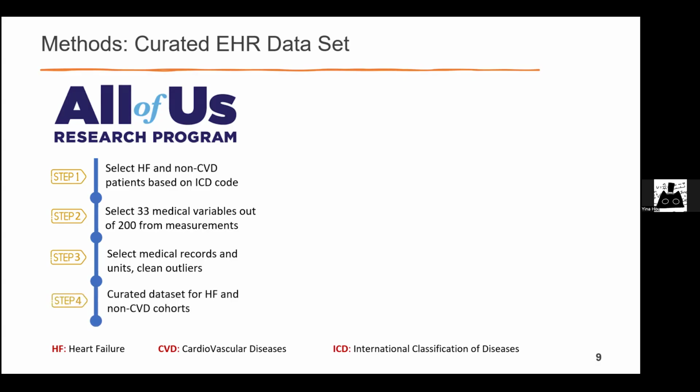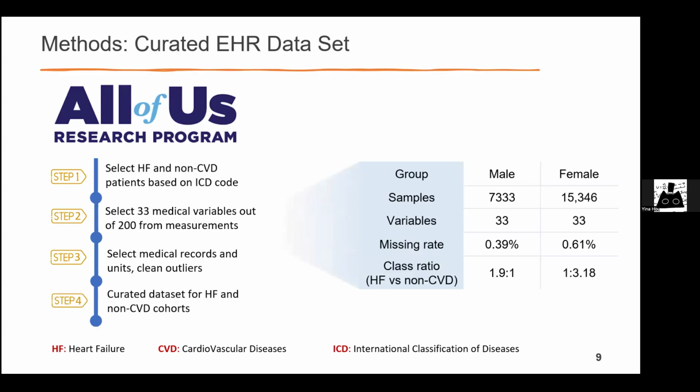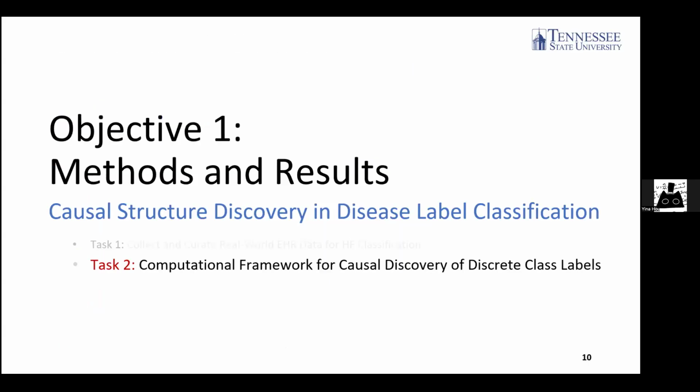Finally, we get the curated dataset for heart failure and non-cardiovascular diseases. This table summarizes the two groups. The male group has over 7,000 patients with 33 features and a 0.39 missing rate, and the class ratio is 1.9 versus 1. The female dataset has around 15,000 patients with 33 features, a 0.61 missing rate, and the class ratio is 1 versus 3.18. Now let's move to task 2.